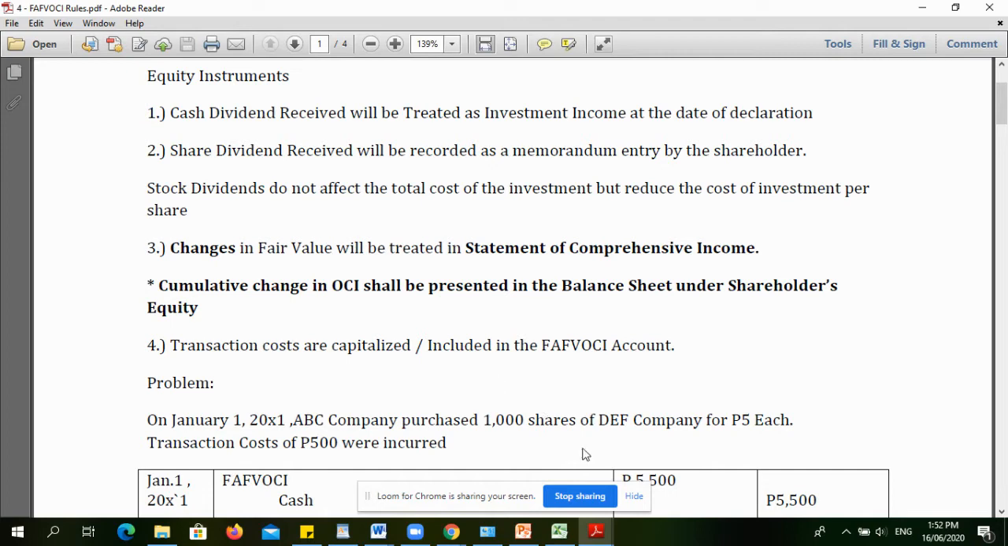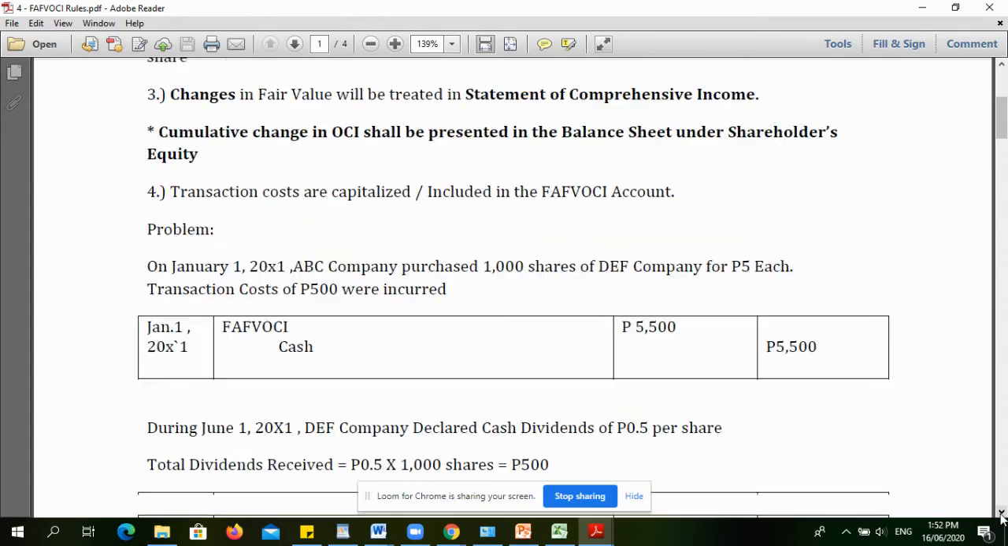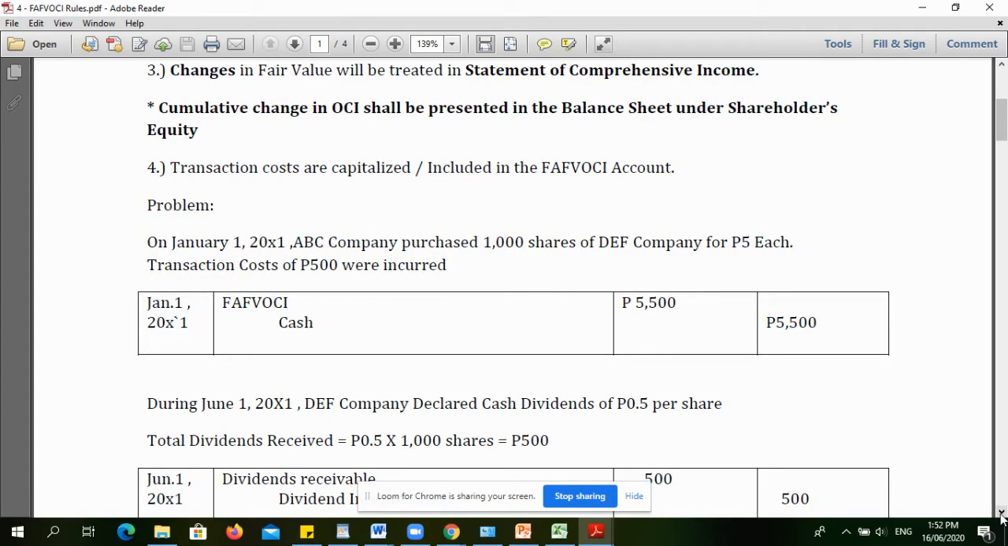Okay, let's go to the problem. Kung napapansin nyo, medyo familiar siya sa FAFVPL problem na binigay ko. The same facts except that FAFVOCI natin siya tinitreat. On January 1, 20X1, ABC Company purchased 1,000 shares of DF Company for 5 pesos each. Transaction cost of 500 pesos were incurred.